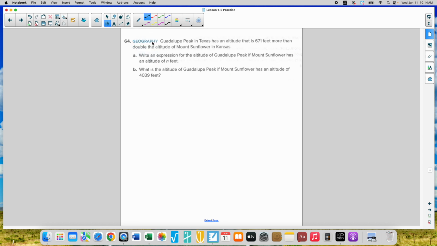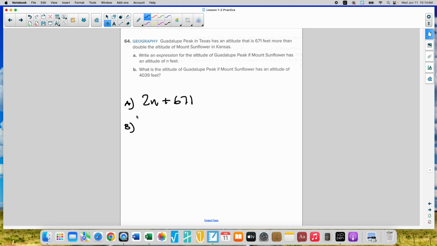Guadalupe Peak in Texas has an altitude that is 671 feet more than double the altitude of Mount Sunflower in Kansas. Write an expression for the altitude of Guadalupe Peak if Mount Sunflower has an altitude of n feet. So Guadalupe has an altitude that's 671 more than double the altitude. So double the altitude and then add 671. That would be the expression.